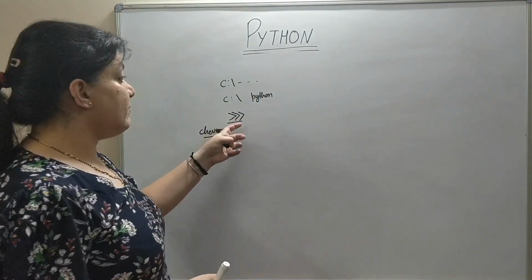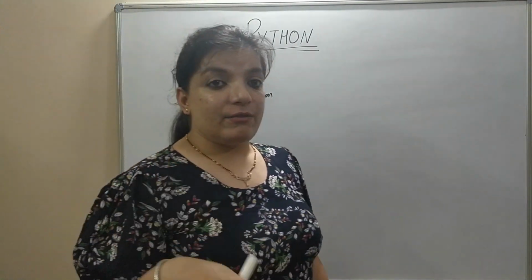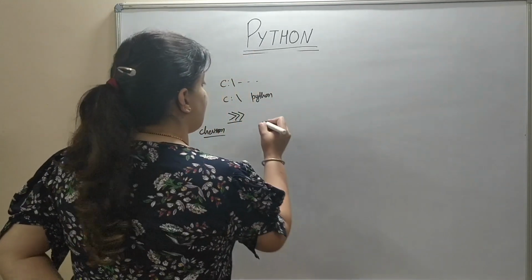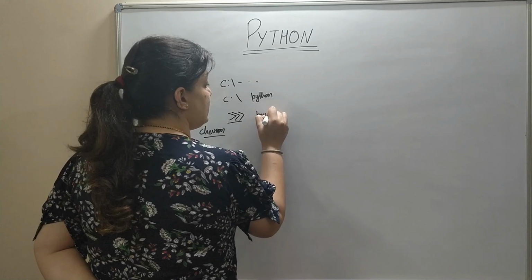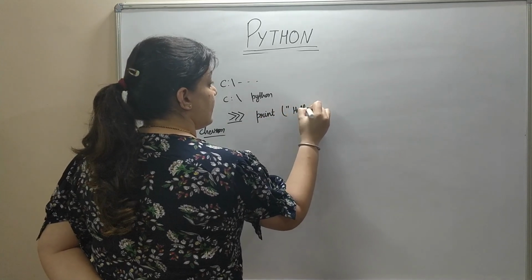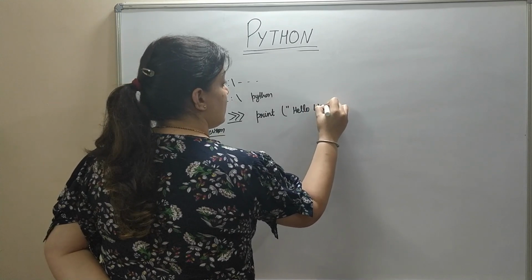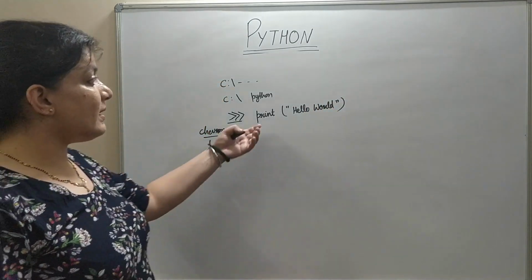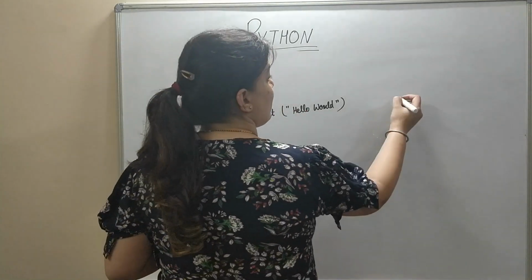So now when we get this symbol, I have written the program that is to print hello. Here I will write the same code, print hello world, and close it. So when we write this code, what is the meaning of this code?